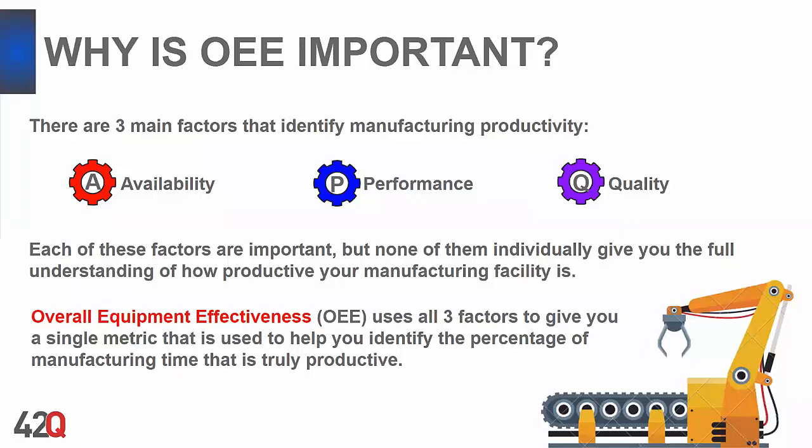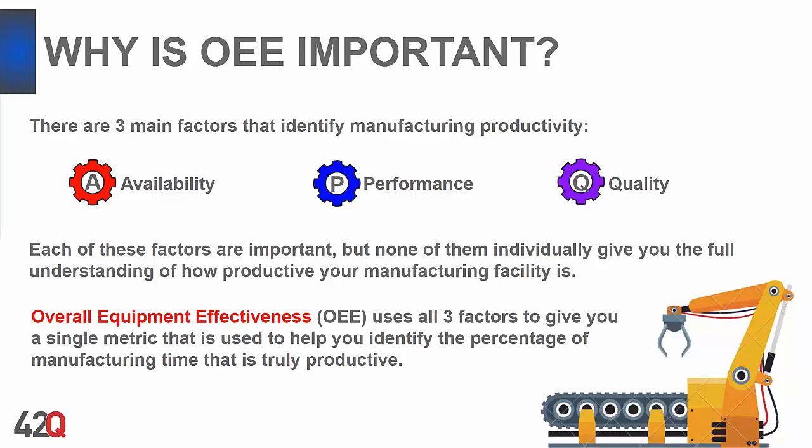Just because your equipment's available doesn't mean that it's being used. Just because you're getting units through the machine doesn't mean that they're good units. So what you need is a single metric that's going to give you an overall picture of how productive you are. So that's where overall equipment effectiveness, or OEE, comes into play.